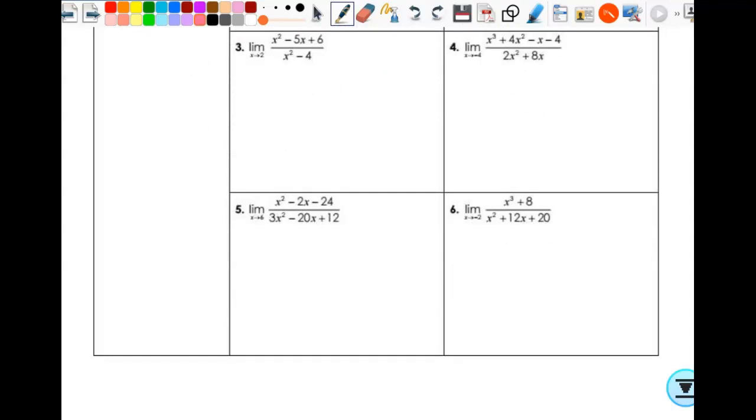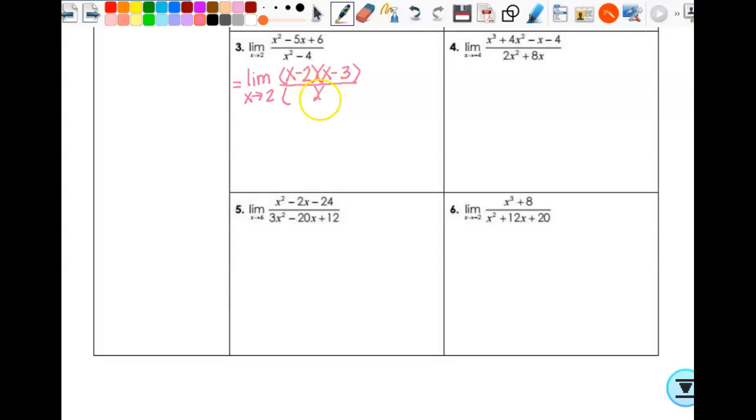Let's look at number 3. We've got the limit as x approaches 2. So the limit as x approaches 2 of, in the numerator, when I factor, I'm going to have x and x. The 6 is positive, so the signs are the same. This is negative, so they're both negative. What are my numbers? What goes in there? How do we factor? Oh, there you go. Negative 2 and negative 3. Y'all worried me there for a second.